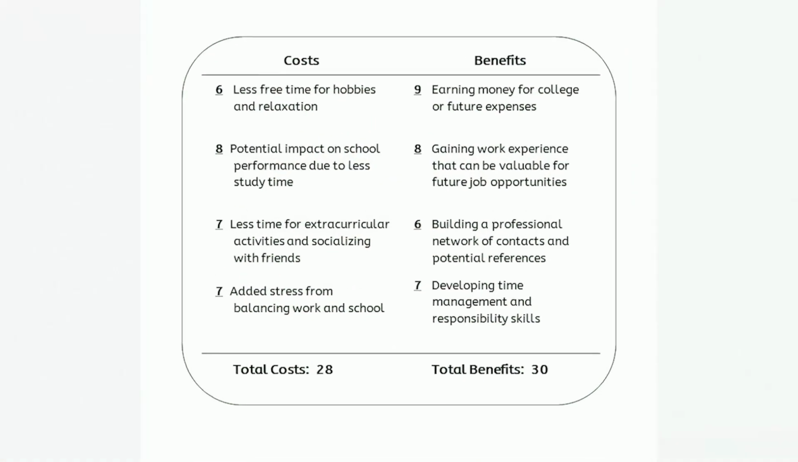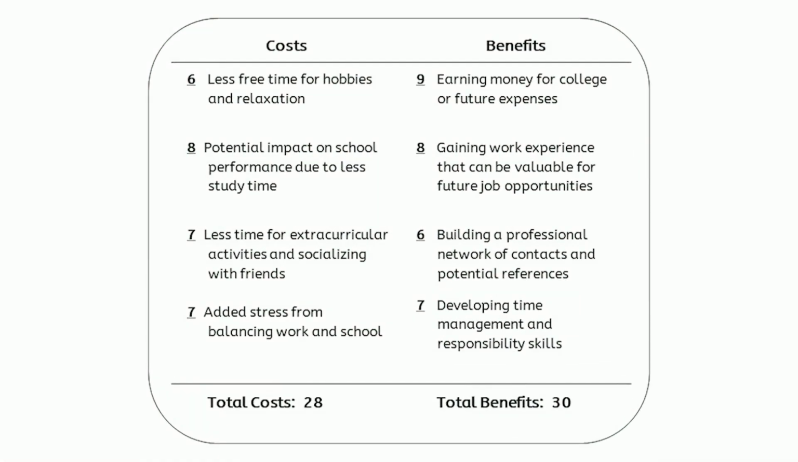For me, the numbers turn out like this. My total costs are 6 plus 8 plus 7 plus 7, which equals 28. My total benefits are 9 plus 8 plus 6 plus 7, which equals 30. So it looks like my total benefits are a bit higher than my total costs. Now, what should we make of this info?